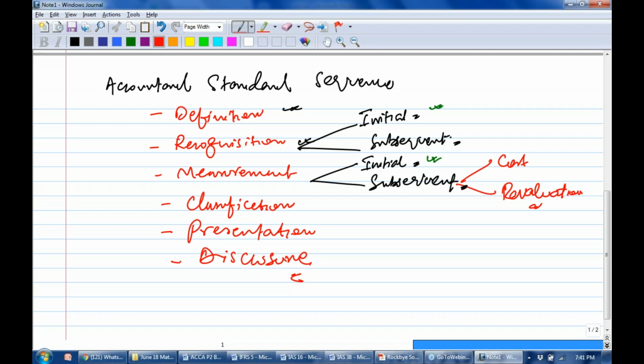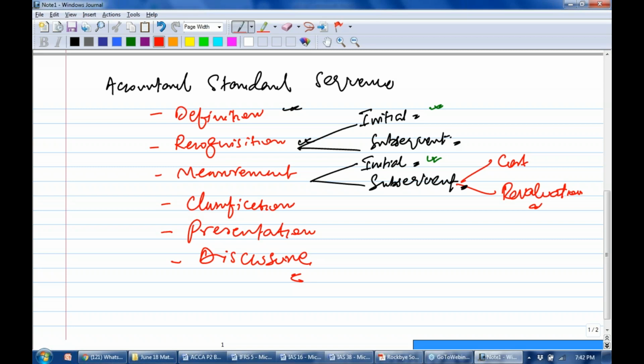Anyway, cost model. Cost means cost of the asset minus accumulated depreciation minus any impairment. If there are some indications, you have to test the impairment as discussed in IAS 36. This is important.